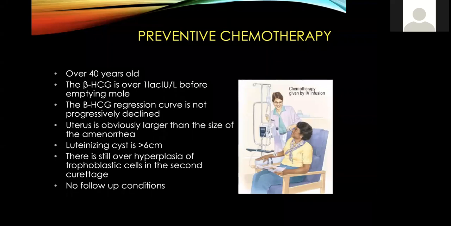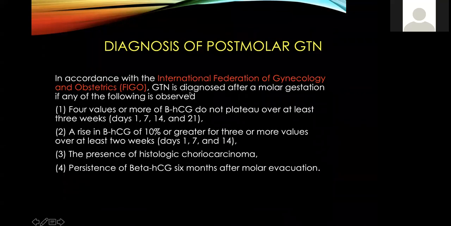She has a thecal uterine cyst which is more than 6 centimeters. There is hyperplasia of trophoblastic cells in the second curettage even being done after 7 days or 15 days. And the patient is unable to follow up with you. She needs to undergo chemotherapy. We will discuss that later, what type of chemotherapy to be done.